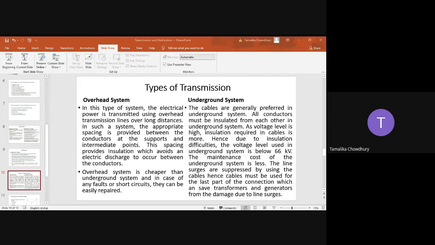So the introductory part is over for the two classes. Now we will move on to the respective modules, deep into the modules. The first module includes the overhead transmission lines, which is the overhead system.